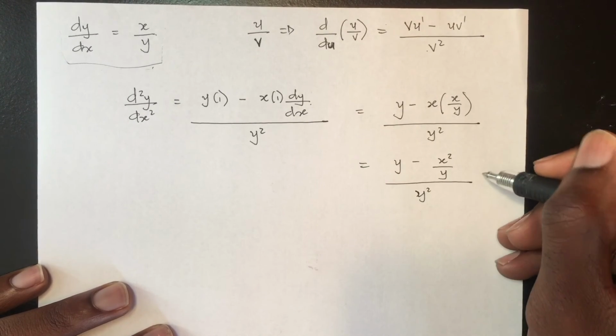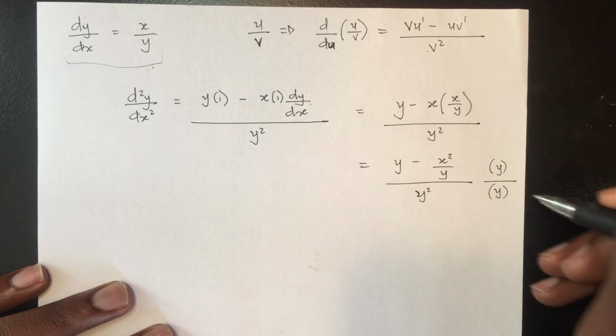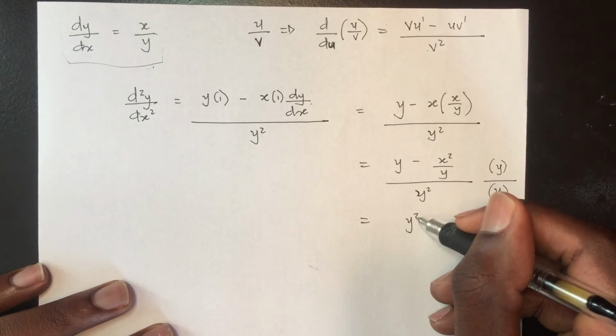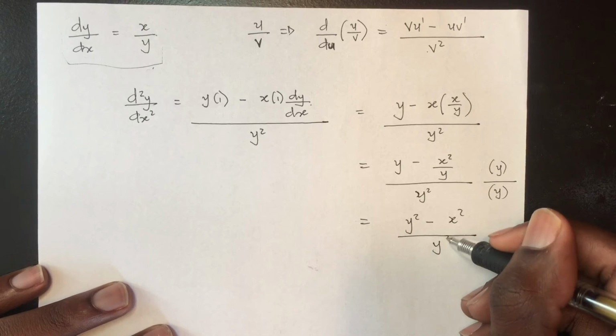And if you want this to look prettier, we're just going to multiply the top and the bottom by y, and it's just going to give us y squared minus x squared all over y cubed.